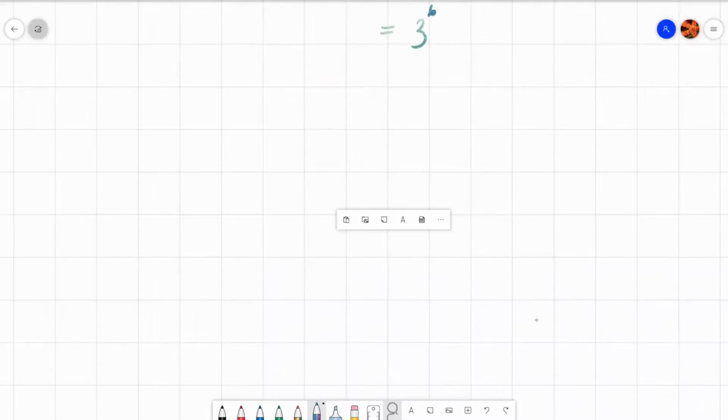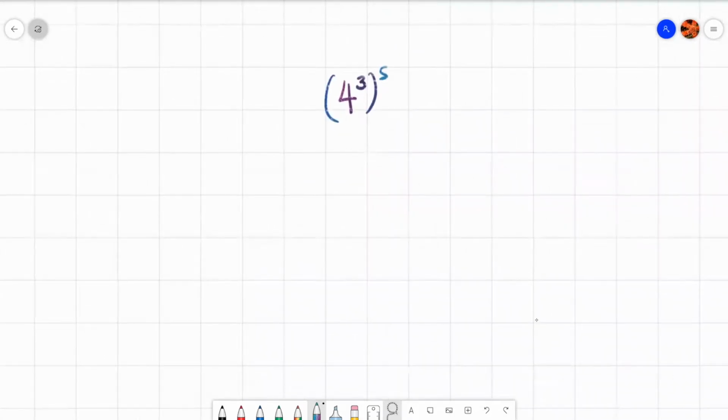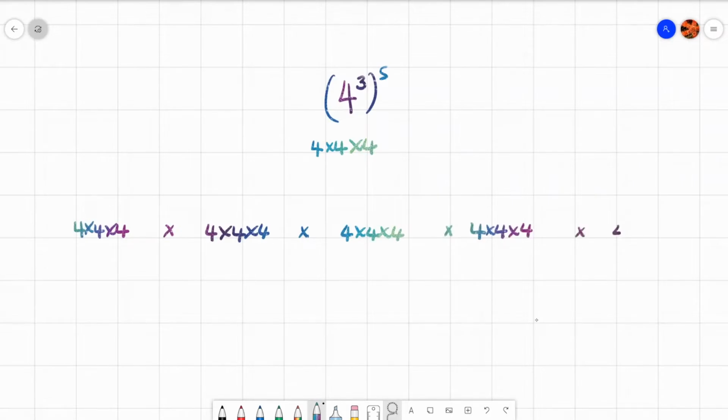Okay, let's have a look at 4 to the power of 3 to the power of 5. Again, 4 cubed means 4 times 4 times 4. And I've got to times that by itself 5 times. So 4 times 4 times 4, times by 4 times 4 times 4, times by 4 times 4 times 4. That's 3 times, that's 4 times, and that's 5 times, okay?